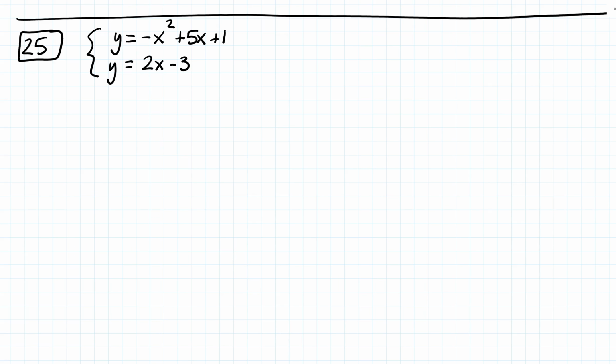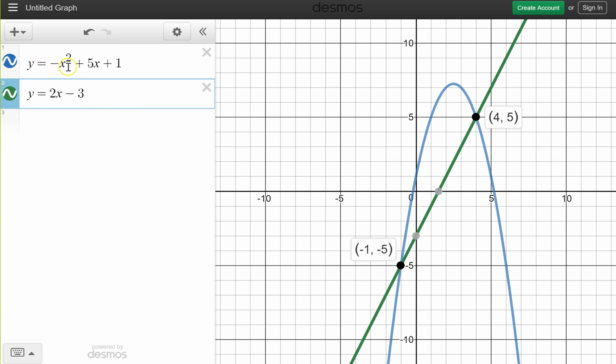So I want to be sure that we totally understand what's going on. So if this is negative x squared plus 5x plus 1 and this is 2x minus 3, notice the blue one is my quadratic and the green one is my linear equation, and they intersect at two places, at (4, 5) and at (negative 1, negative 5). So the solutions are x equals 4 and y equals 5, and x equals negative 1 and y equals negative 5. So this is graphically what's going on.